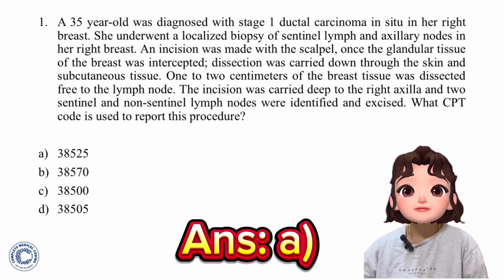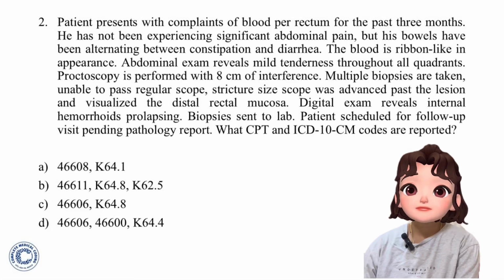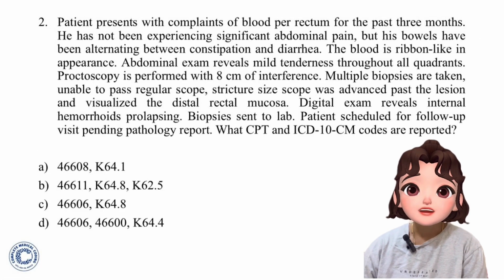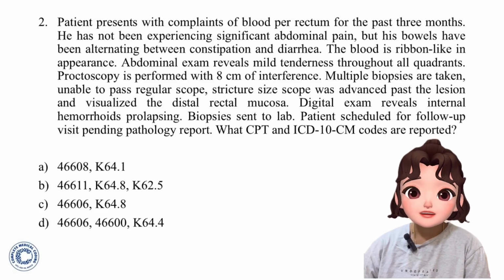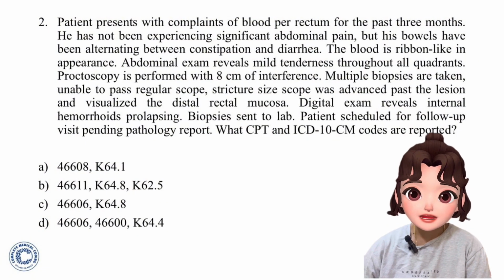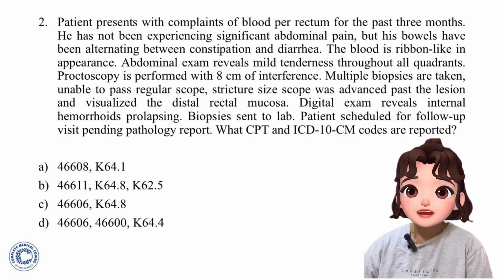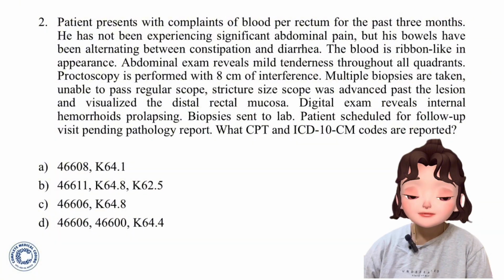Alright. Moving to the second question. Patient presents with complaints of blood per rectum for the past 3 months. He has not been experiencing significant abdominal pain, but his bowels have been alternating between constipation and diarrhea. The blood is ribbon-like in appearance. Abdominal exam reveals mild tenderness throughout all quadrants.